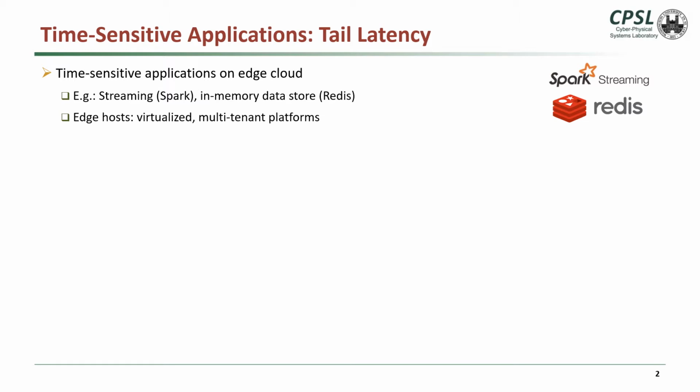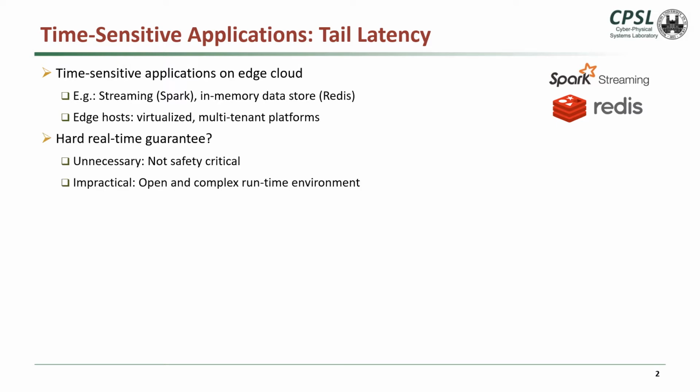There are a lot of time-sensitive applications on cloud or edge cloud, such as the real-time streaming service Spark, or the in-memory database store Redis. Most of these services are consolidated or distributed on a virtualized multi-tenant platform.